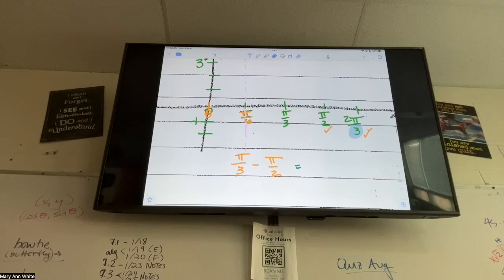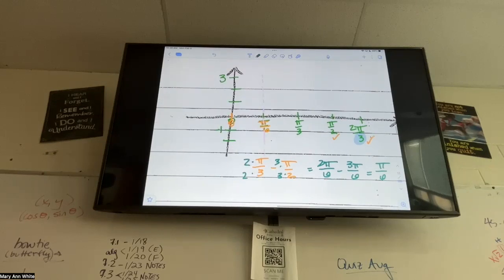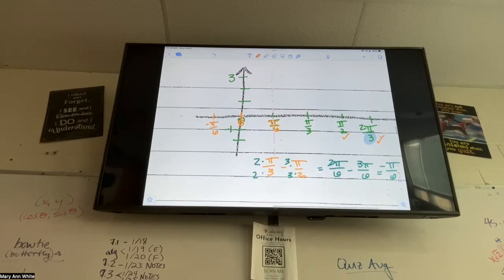So pi over 3 minus pi over 2, multiplied by 2, multiplied by 3. That's 2 pi over 6 minus 3 pi over 6, which is 1 pi over 6. Oop, negative 1 pi over 6. So that means over here, I've got a negative pi over 6. Before I do any more math, does anyone think they know what the next point I should draw on here should be?